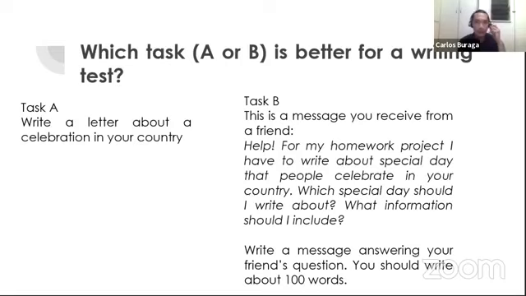I would like you to decide which one of these tests is better for a writing test. Is it test A or test B? Okay. If you chose test B, let's think about why. Test A asked the students to write a letter about a celebration in your country. Test B says, this is a message you received from a friend. Help. For my homework project, I have to write about a special day that people celebrate in your country. Which special day should I write about? What information should I include? Write a message answering your friend's question, and you should write about 100 words.